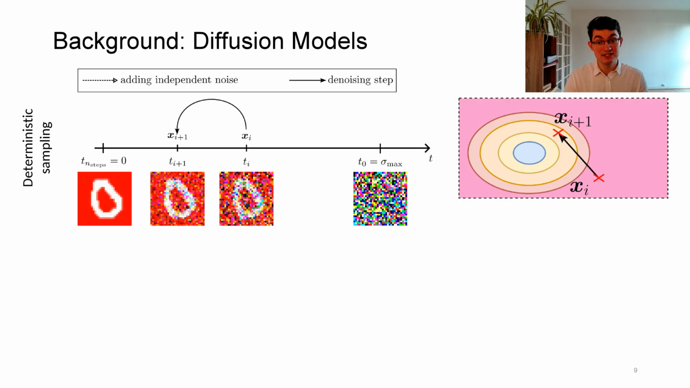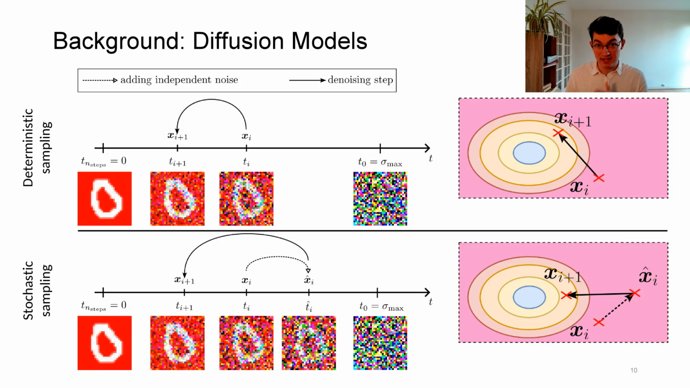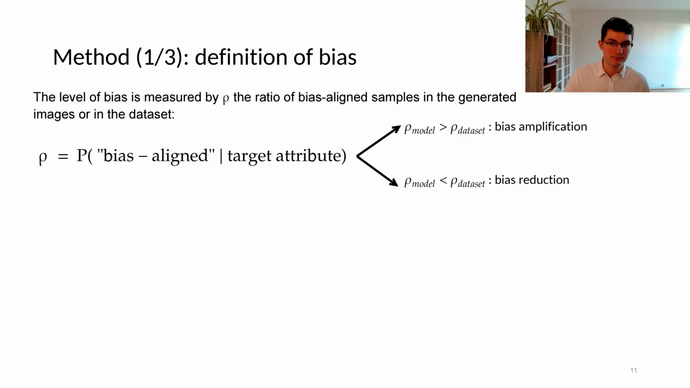Diffusion models generate images by reversing a forward diffusion process, starting from pure Gaussian noise and iteratively denoising the samples. This denoising process can be either deterministic or stochastic. In the latter case, fresh noise is injected during sampling. To investigate whether the level of bias is influenced by the choice of sampling hyperparameters, our method is threefold.